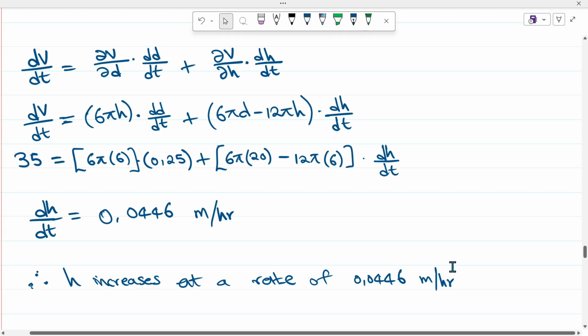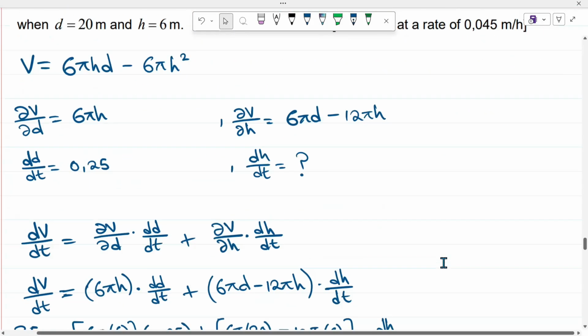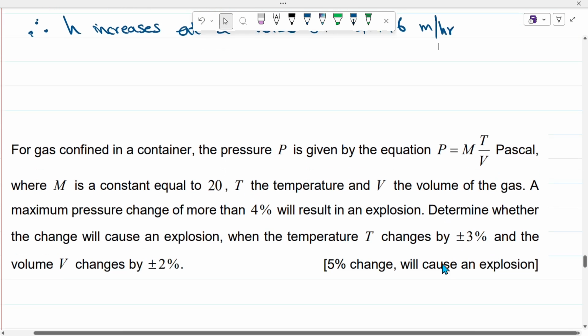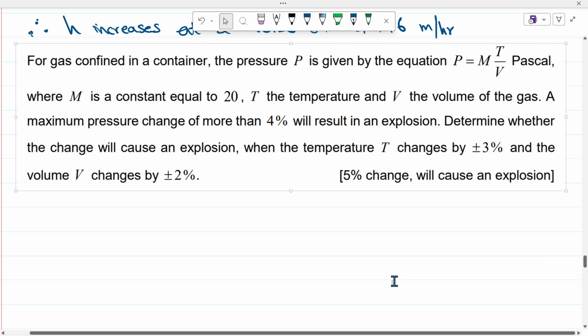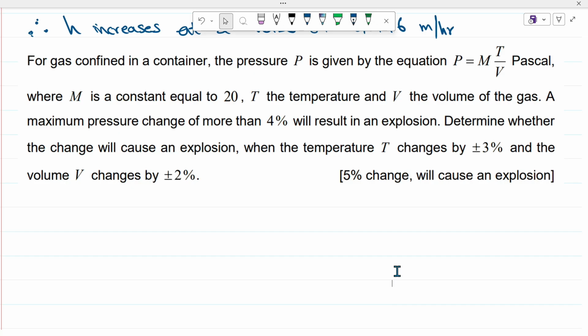And then what else should we discuss? Okay, we also have another question here, which is this one. So let's just quickly do it and see if we can get something there. So let's go.